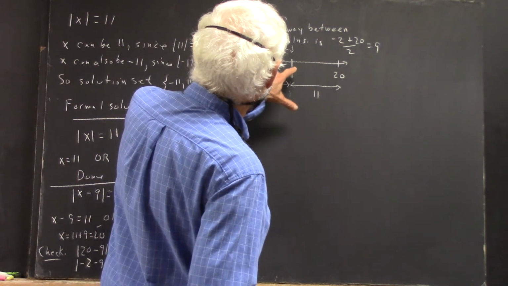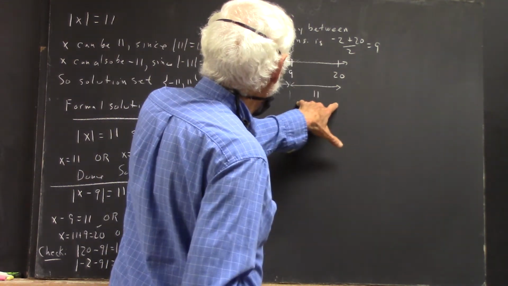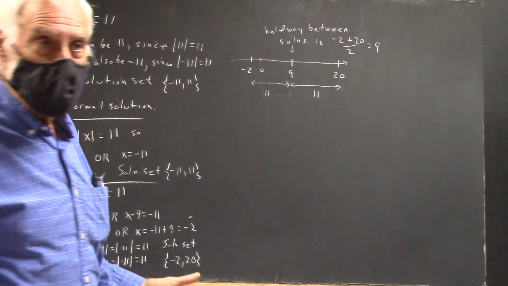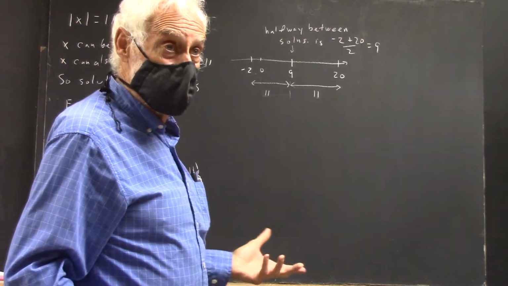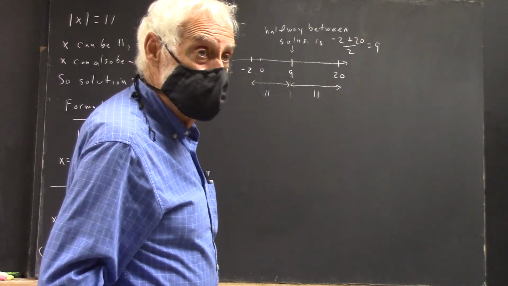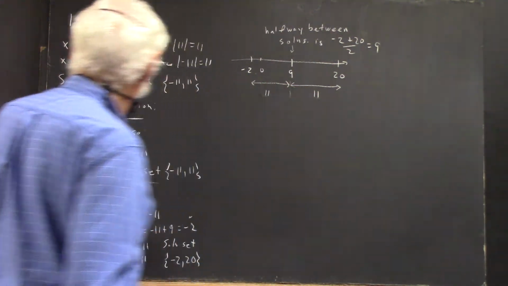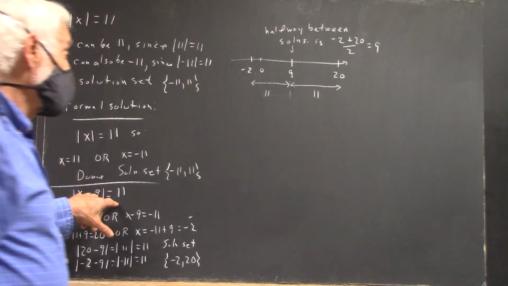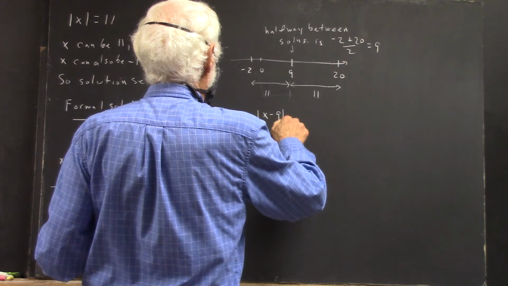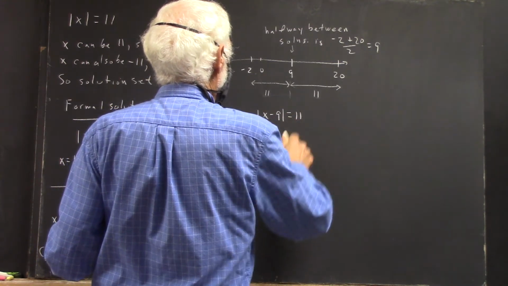I didn't do a very good job of getting that exactly halfway. This 11 looks a little bigger than this one. That's because I don't know how to draw. Okay. Got the idea? Well, what does 11 have to do with this? That's the absolute value here. So we have absolute value of x minus 9 equals 11.